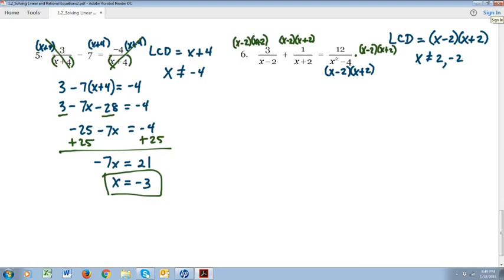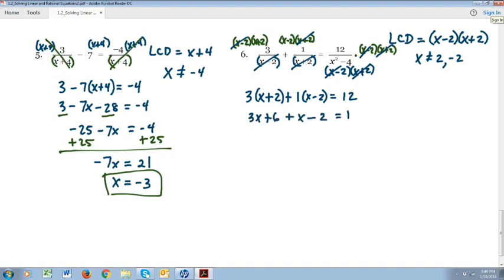So when you multiply x minus 2 times x plus 2 times the first fraction there, notice the x minus 2's are going to cancel, and you're left with 3 times x plus 2. When you multiply x minus 2 times x plus 2 times the second fraction there, the x plus 2's are going to cancel, and it's going to leave us with 1 times x minus 2. And then on the other side, notice the x minus 2 and x plus 2 are both going to cancel, and we're left with 12. All right, so we've cleared fractions. We've got some simplifying to do.